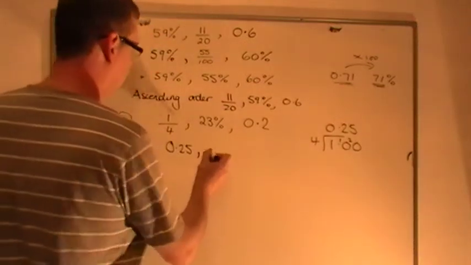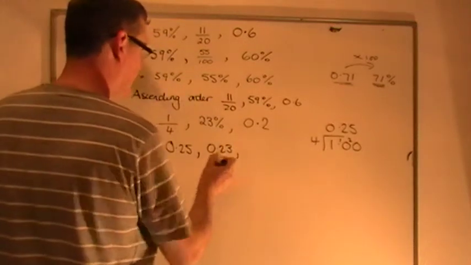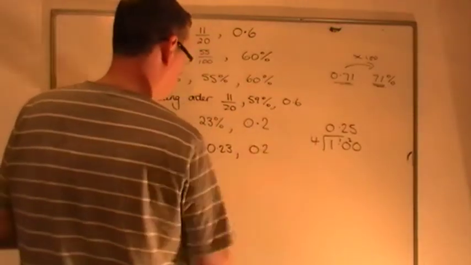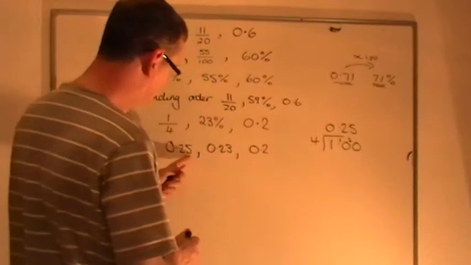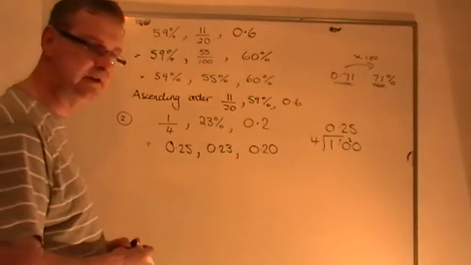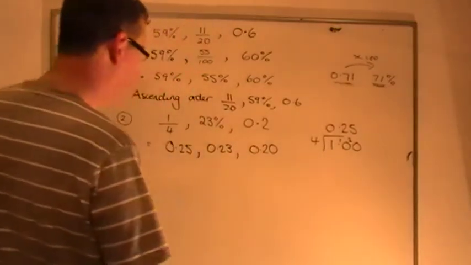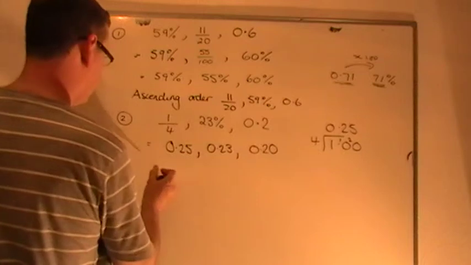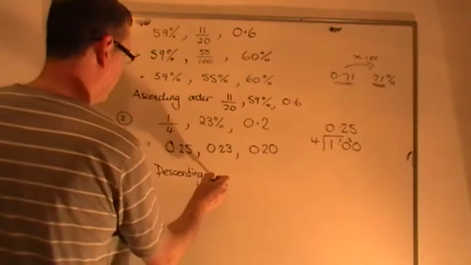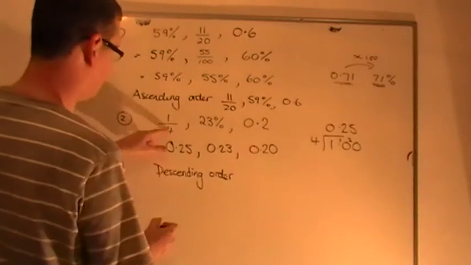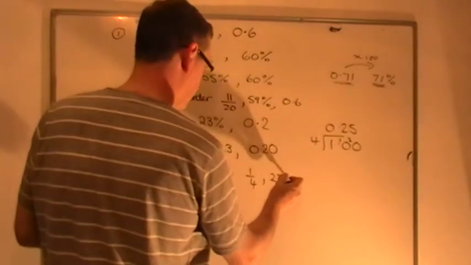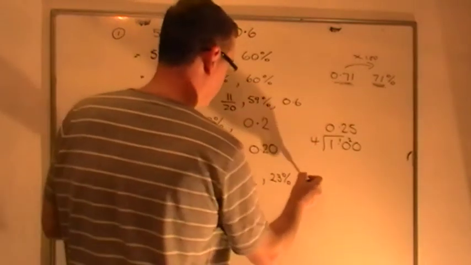23%, from just the pattern of how these things work, you can convert that, that's the same as 0.23. And 0.2, well, it's 0.2, but to make it consistent with the other decimals we've got, put a 0 on the end, so you've got 2 decimal places for each. You can now quite clearly see the rank order. If I was to put them in descending order for a change, that means you start with the biggest. The biggest is a quarter. The next biggest is 23%. And the smallest is 0.2.